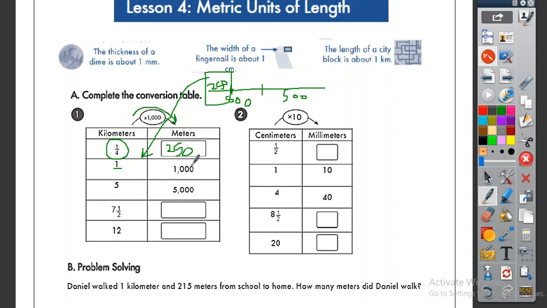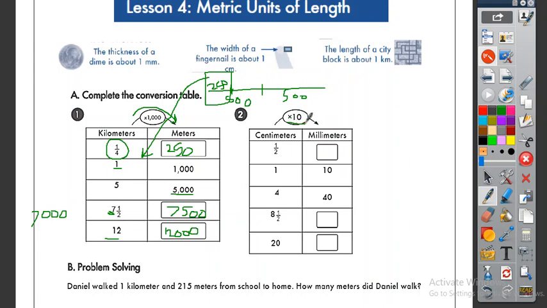Okay, and as you can see here, 1 you multiply by 1,000, you get 1,000. 5 you multiply by 1,000, you get 5,000. 7 multiplied by 1,000, you will get 7,000. But when you multiply the half by 1,000, what is the half of 1,000? Yes, it is 500. So 7.5 is 7,500 meters. Finally, you're going to multiply the 12 by 1,000. It's 12,000. That's it.